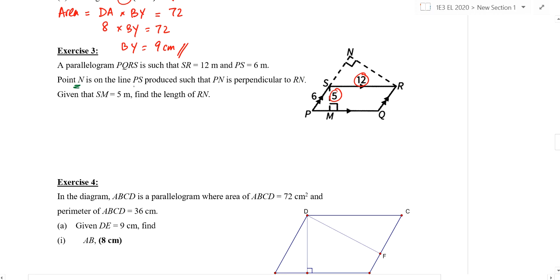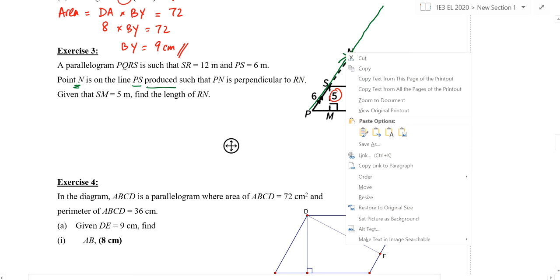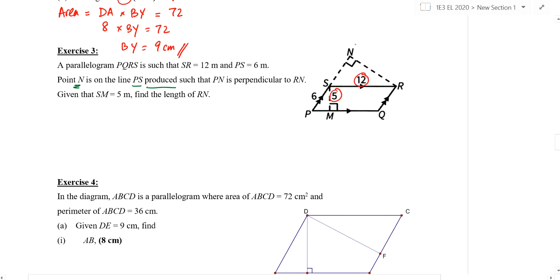Point N is on the line PS produced. So we're going to produce from P to S, continue drawing the line. This green line is now PS produced. Point N is on this line. PN is perpendicular to RN, so there's a 90 degrees over here. So now we have identified N as this point.